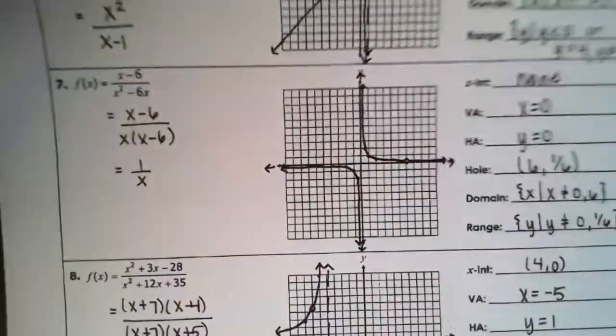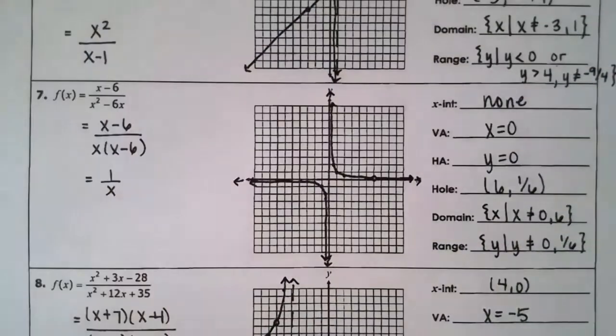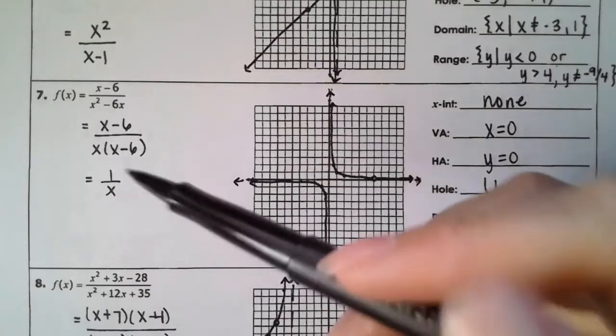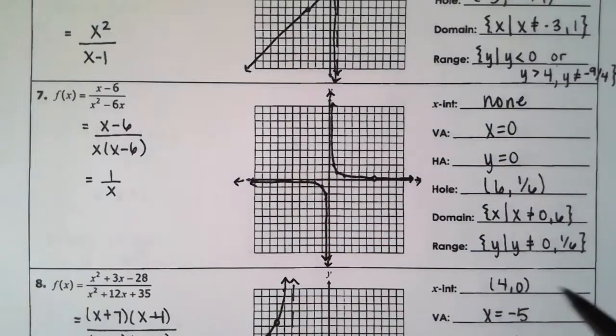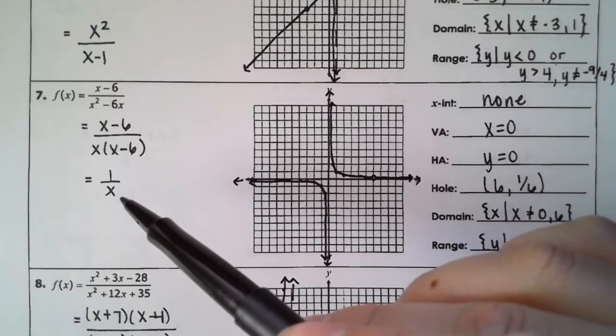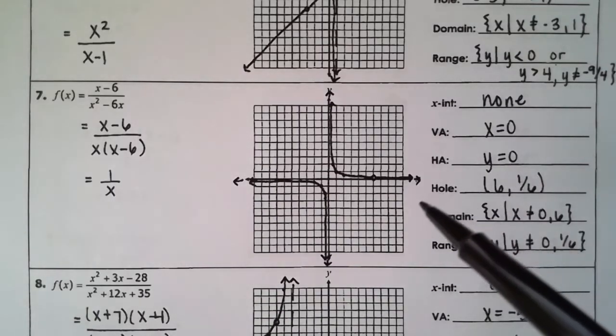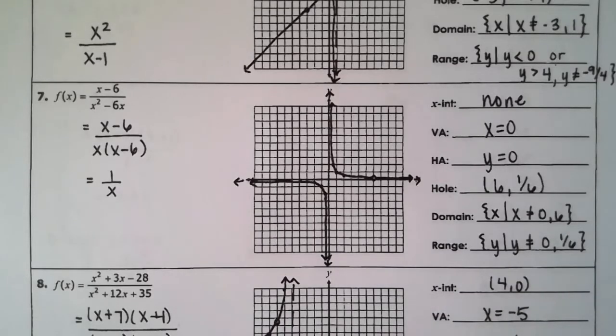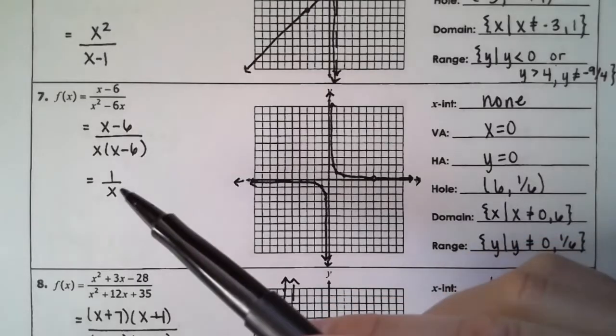Next one, I have x minus 6 over x squared minus 6x. I can factor out an x in the bottom, and I get this. So I do have a common factor, these, so I am going to have a hole. All this is really just 1 over x. Now for my x-intercept, notice that I have just a constant in the top, 1 over x, so there is no x-intercept.